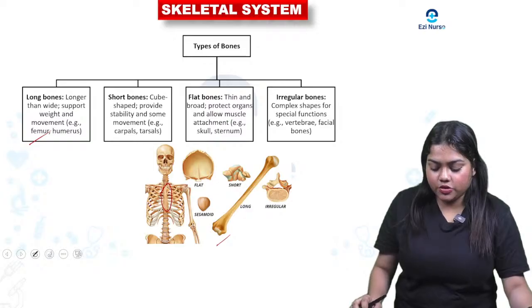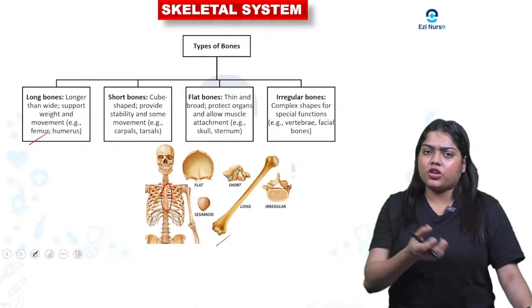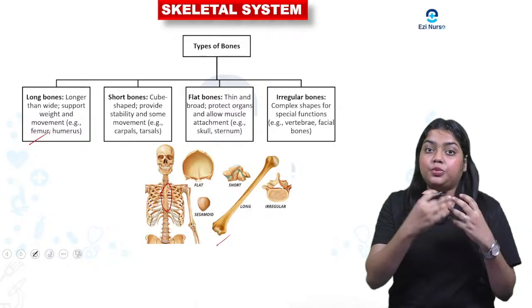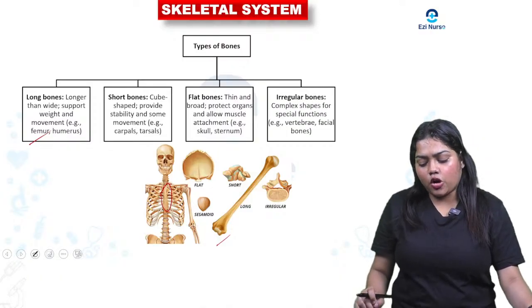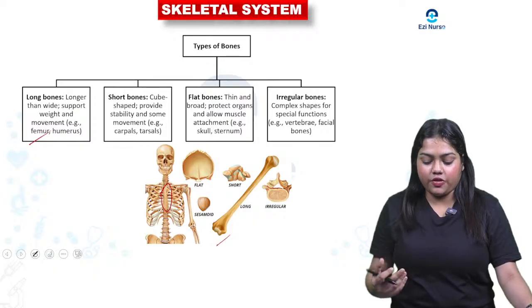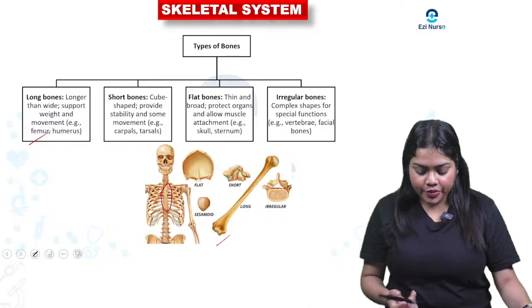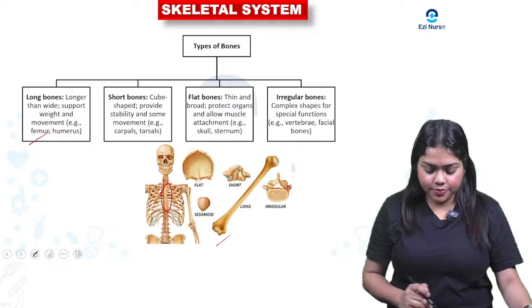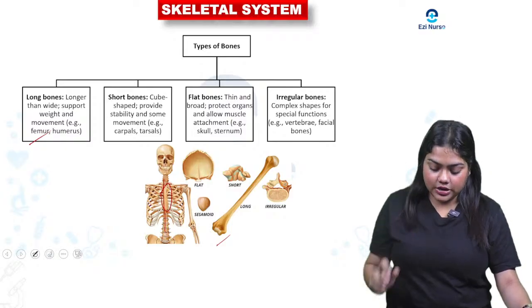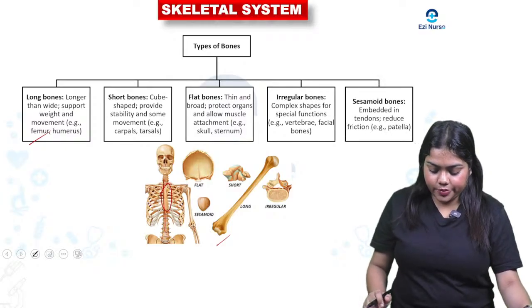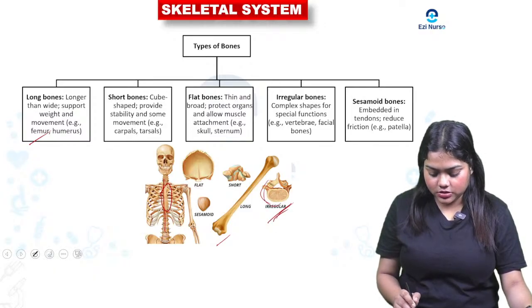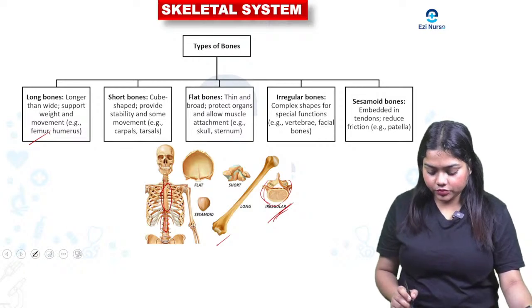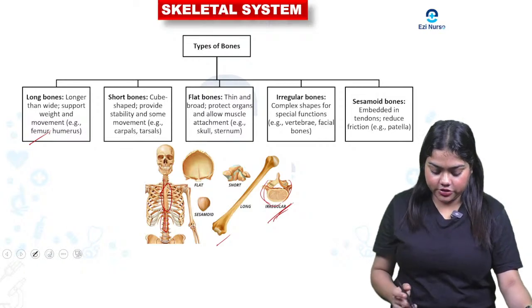Coming to irregular bones, we have different kinds of shapes, which are not defined as a particular or specific shape. These are complex shapes with special functions, such as the vertebra. You can find the vertebra here, then facial bones and all. Lastly, sesamoid bones. These are the irregular bones. This, I say, is the vertebra, in the back of the rib cage you can see.